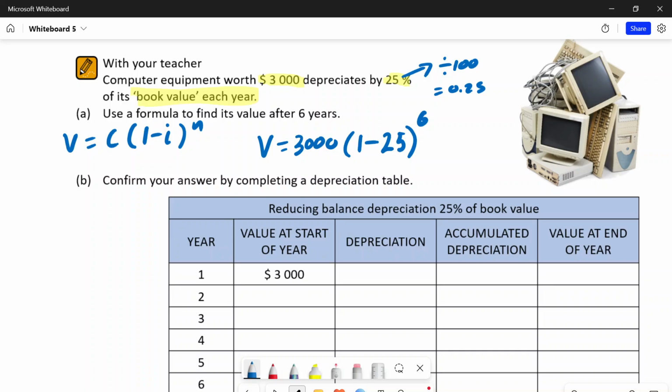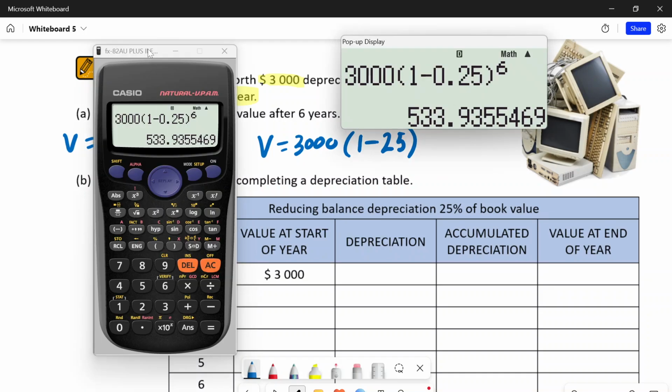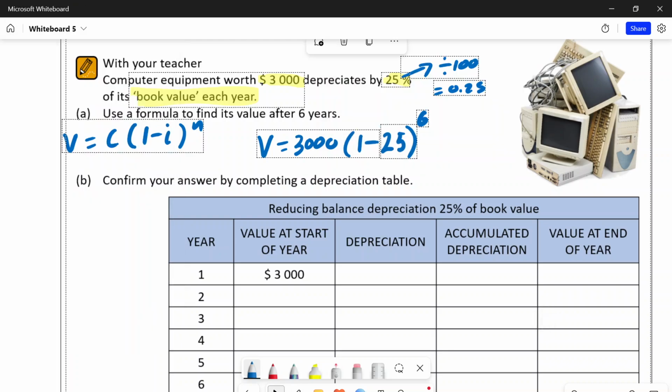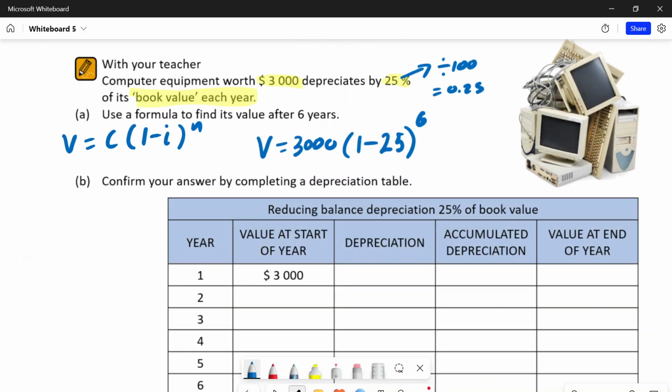So to check this on the calculator, okay, I've got that ready to go there. There it is. So 3,000 times (1 take 0.25) to the power of 6 gives us $533, and to the nearest cent, which is 2 decimal places, that's 94 cents. 533.94 is our answer for that one.